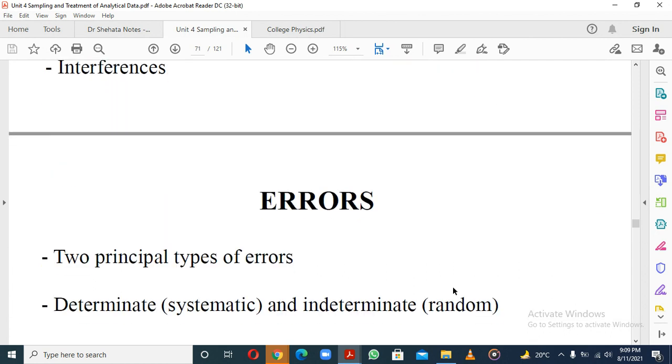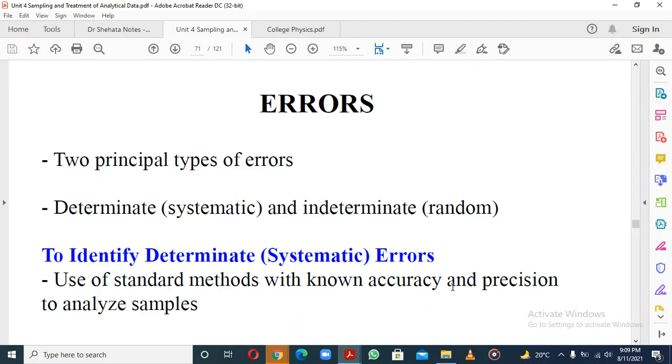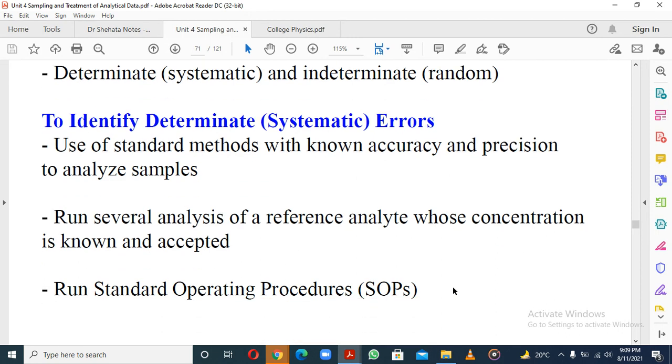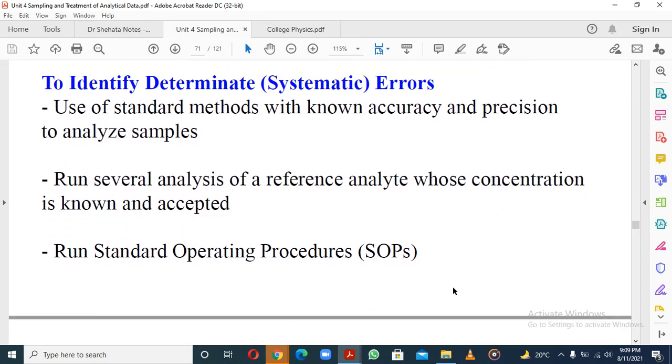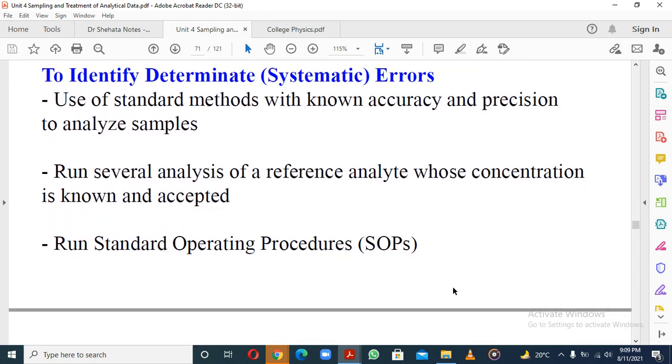So you can be able to identify these, because remember these ones are ones which can be found and dealt with. So you want to use standard methods with known accuracy and precision. So why should you struggle with trying to form a new way of doing something when there are other ways which have actually been proven to work when you want to analyze something?